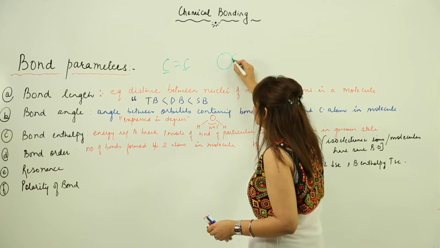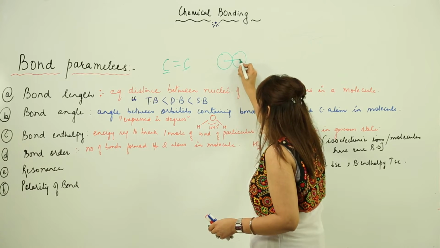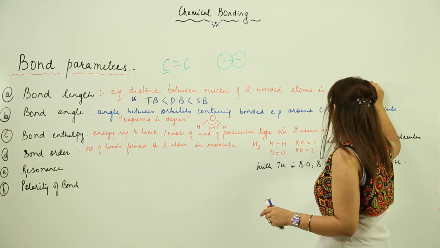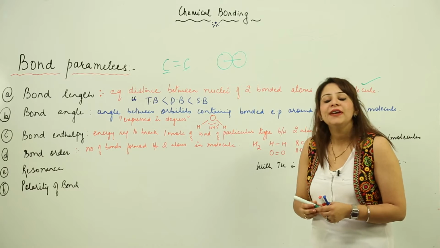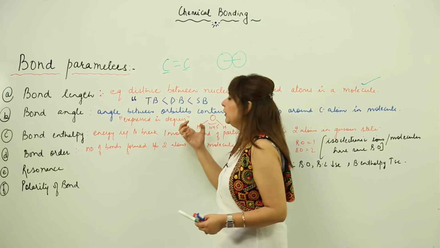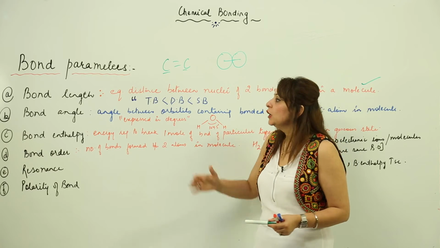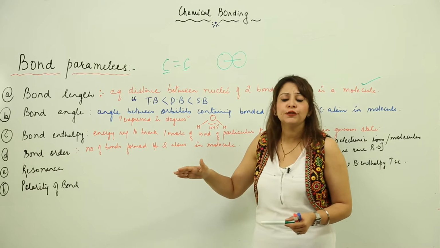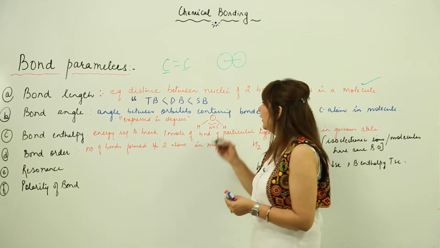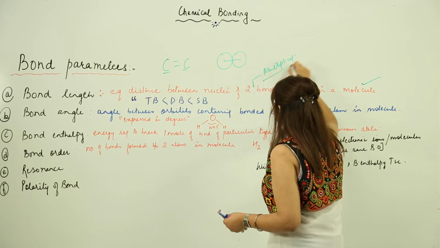Suppose this is one atom, and this is another atom. This distance, the equilibrium distance between the two nuclei of two bonded atoms in a molecule, is called bond length. We have studied that if we talk about a triple bond, the bond length is smaller. For the double bond it is slightly bigger, and for the single bond the bond length is quite big. So that means the multiplicity of the bond affects the bond length.